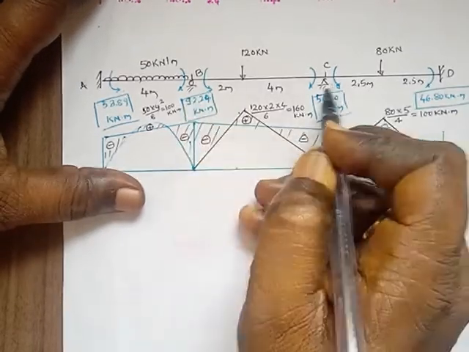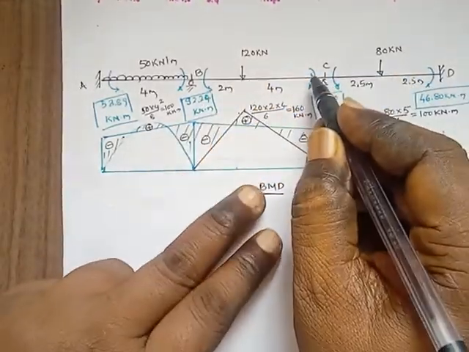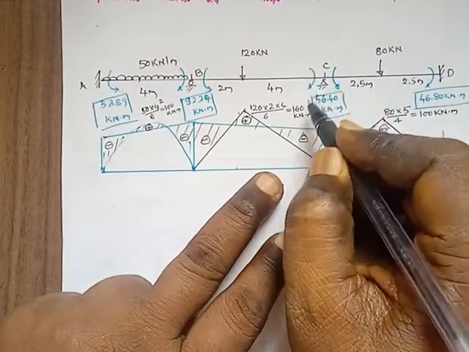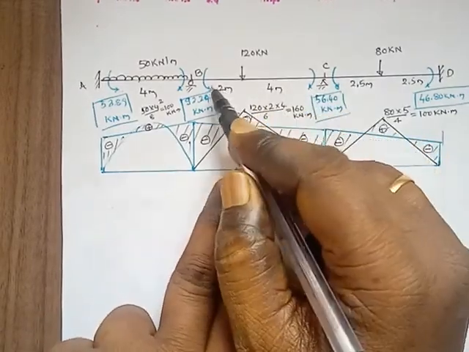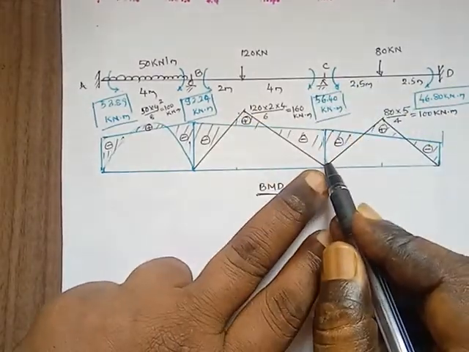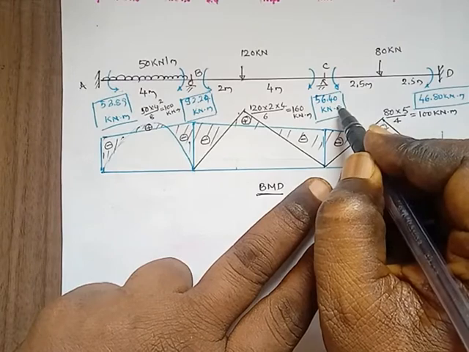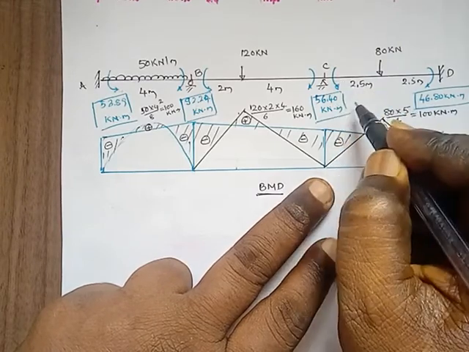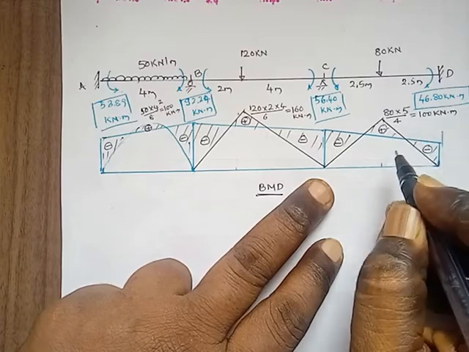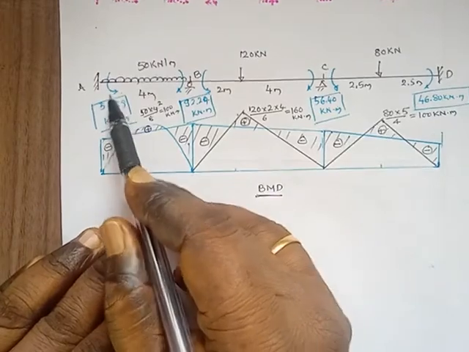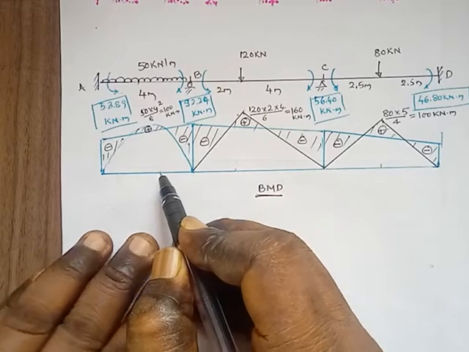Similarly, for B to C, the support moment at B is anticlockwise 92.24 and at C is 56.40, which is clockwise. Here again both the support moments are hogging moments. Then for span CD, this one is 56.40, anti-clockwise, and this one is 46.80, that is MDC, clockwise. By observing all the support moments, all the moments are hogging moments.